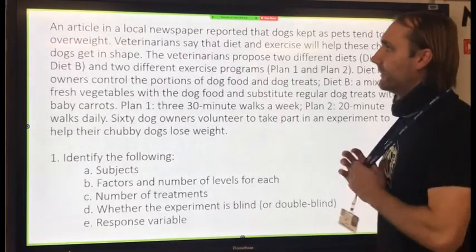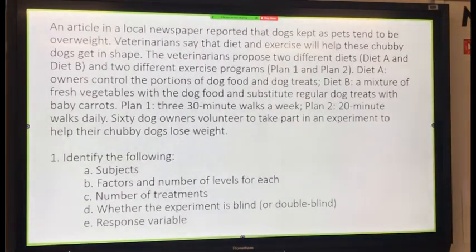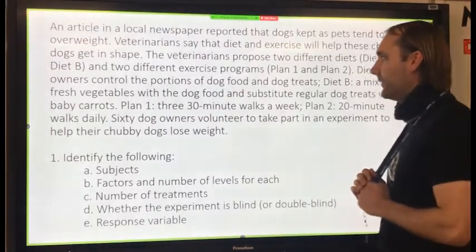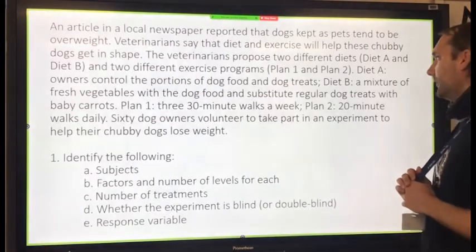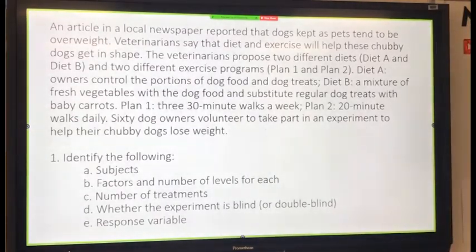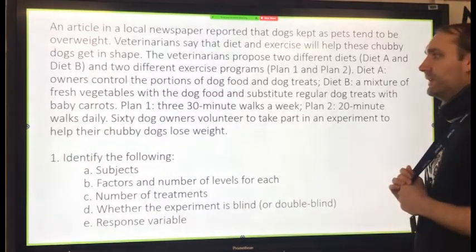Okay, let's look at some examples. An article in a local newspaper reported that dogs kept as pets tend to be overweight. Veterinarians say that diet and exercise will help these chubby dogs get into shape. The veterinarians proposed two different types of diets, Diet A and Diet B, and two different types of exercise programs, Plan 1 and Plan 2. In Diet A, owners control the portions of dog food and dog treats. You just grab and go, give it whatever. Diet B is a mixture of fresh vegetables with the dog food, and substituting regular dog treats with baby carrots. So the dog's eating healthier.